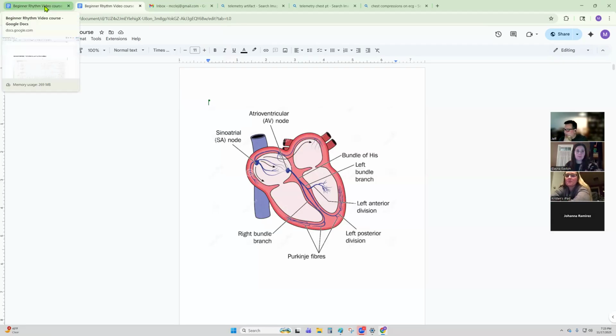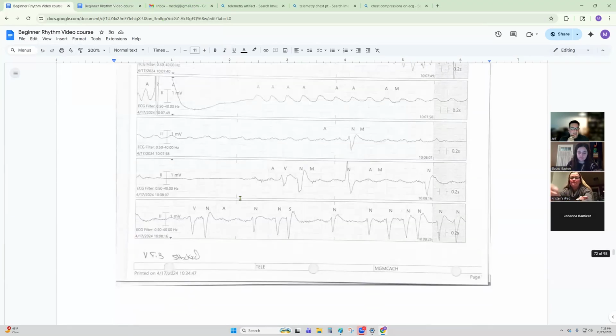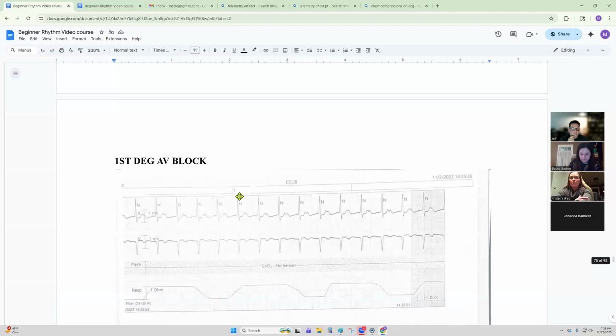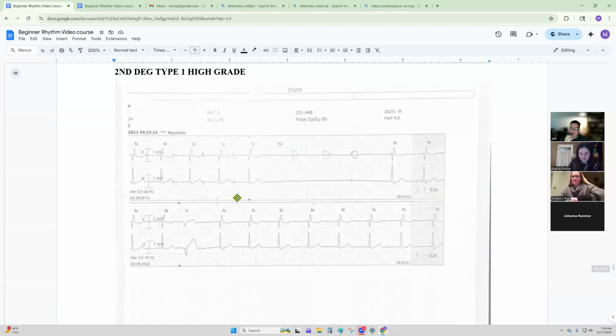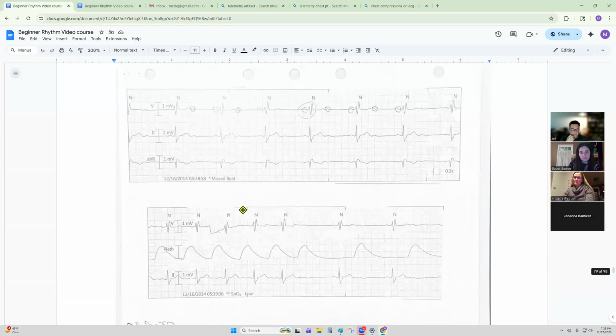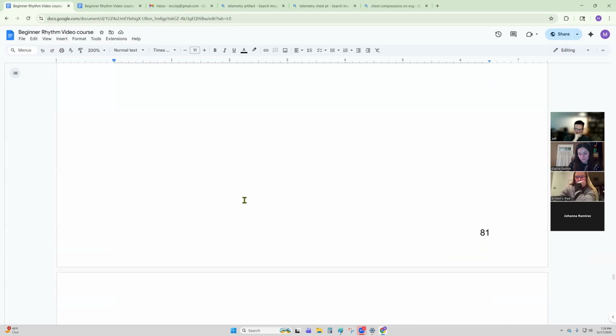So one other thing in the sinus area I want to talk about is exit blocks. With sinus pauses, the SA node is failing to work. With sinus exit blocks, excuse me.